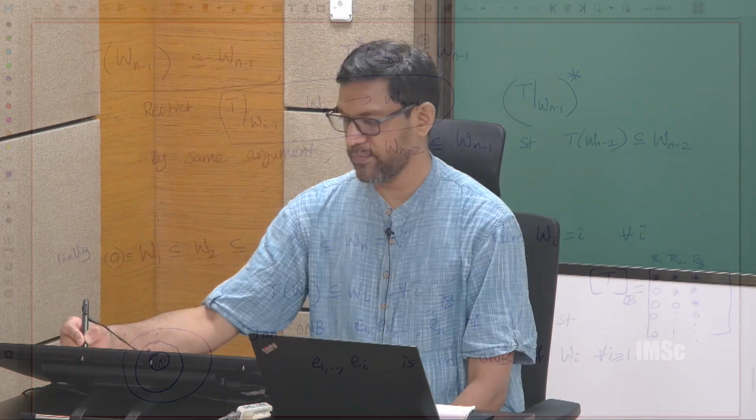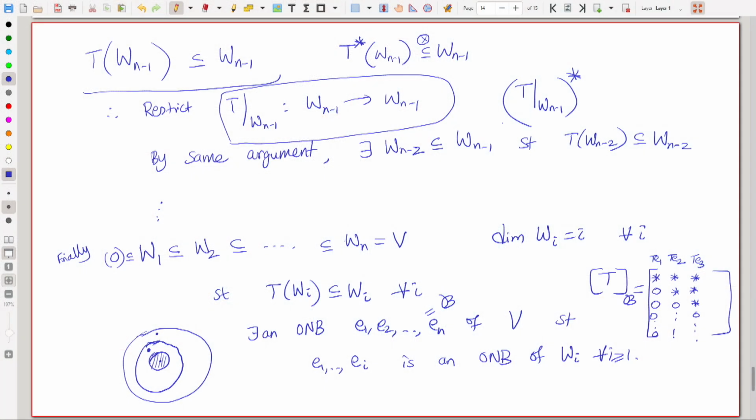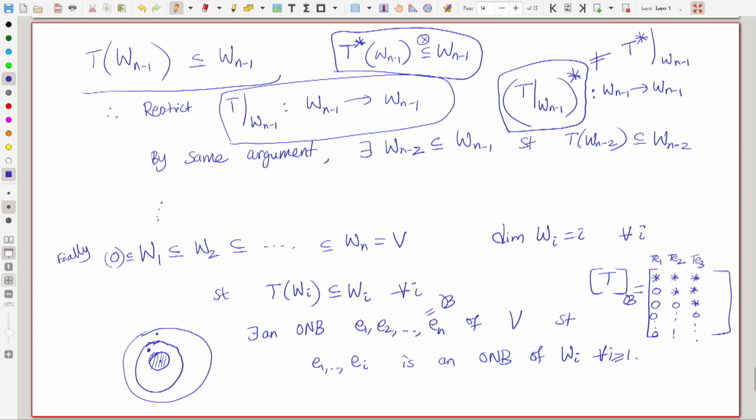If you try to find the star of this operator, how will the proof proceed in the next step? You say, here is a new operator, I find its star. Its star will be some operator from W_{n-1} to W_{n-1}. That star operator will have an eigenvector, and then we go to the next step of the proof, and so on. So this operator that we have constructed is not the same as T star restricted to W_{n-1}, because T star does not preserve W_{n-1} in general.